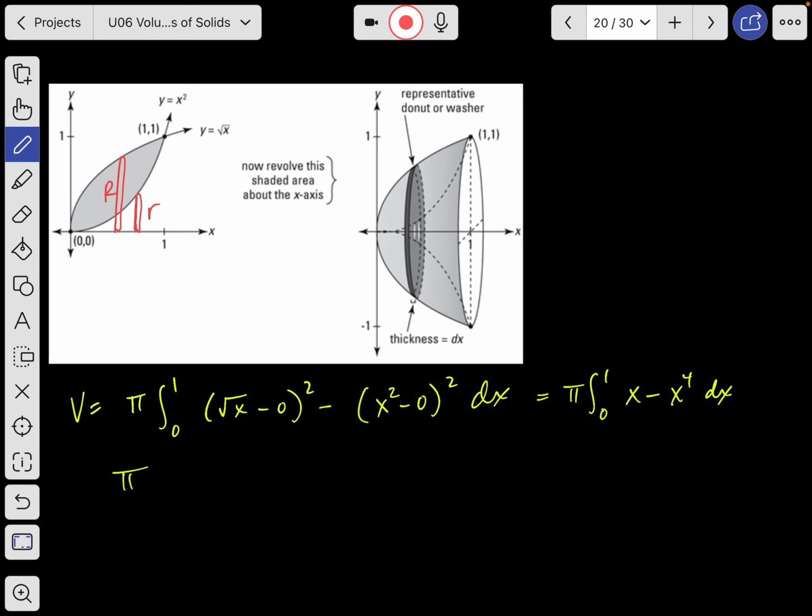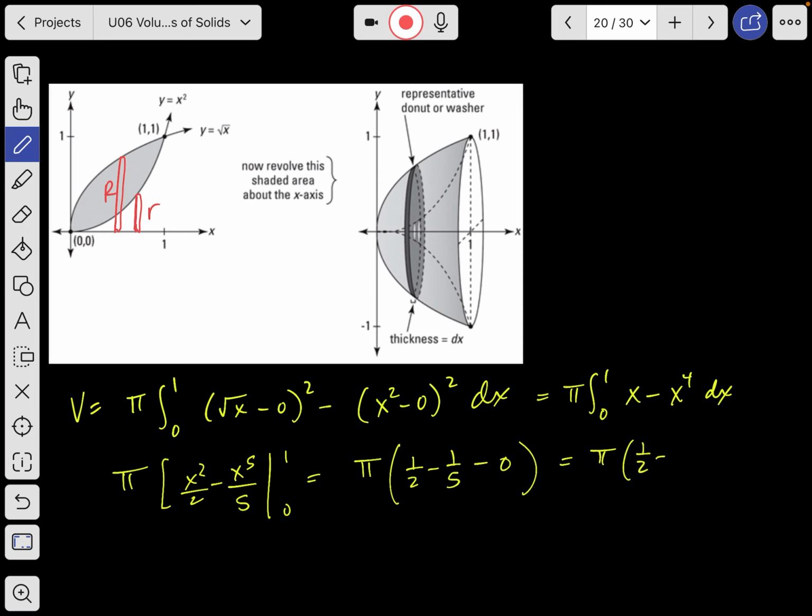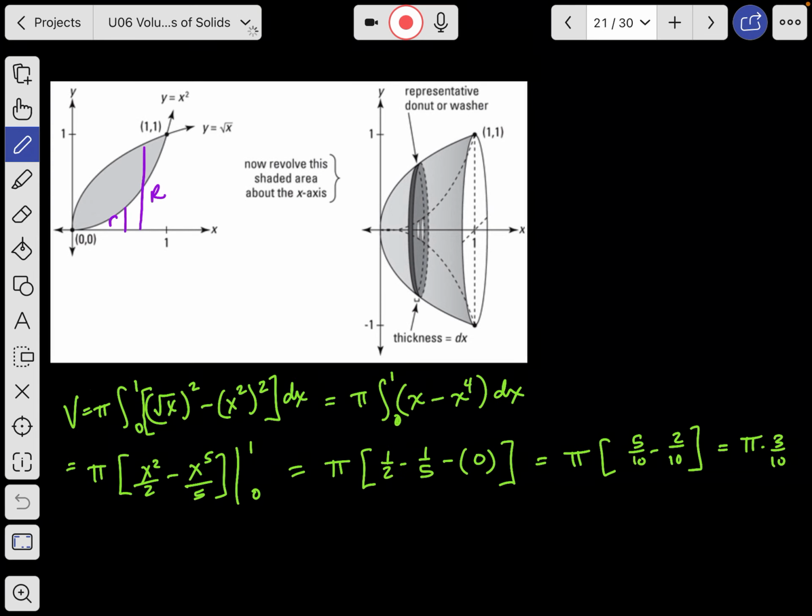And this one we can do pretty easily. If we integrate, that's going to give me x squared over 2 minus x to the 5th over 5, and we're going to evaluate from 0 to 1, and so this will give me pi times 1/2 minus 1/5, and then minus 0. If I get a common denominator of these two, that would be 10, and so this would be 5/10 minus 2/10 multiplied by pi, so this is going to be pi times 3/10. And this is volume, so this is units cubed.